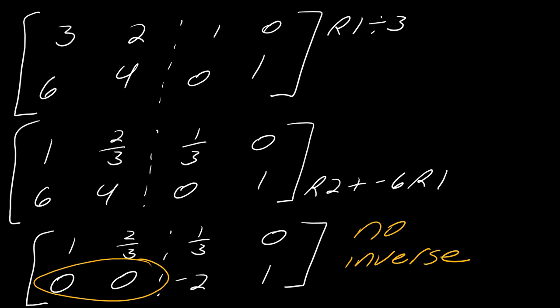That will just pop up from time to time, so I just wanted to make sure you knew how to read that result. So this particular matrix doesn't have an inverse because we got this 0, 0.